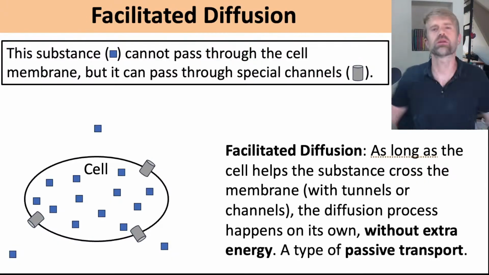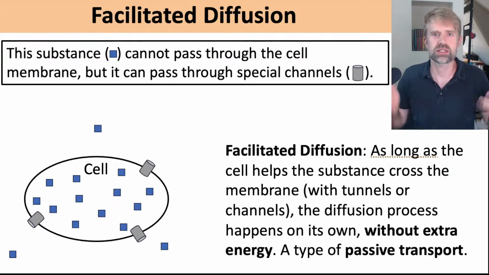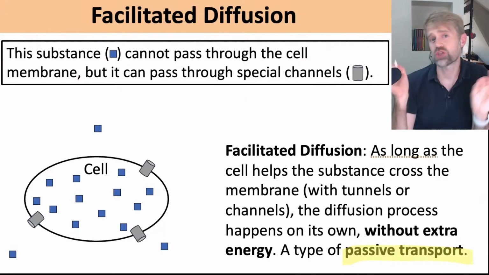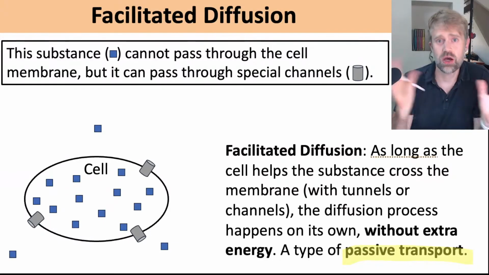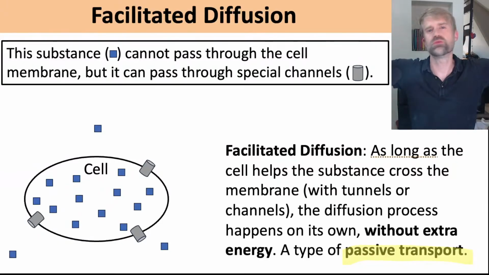So just like regular diffusion, it just can't pass through the membrane, but it can pass through the channels, it can pass through the tunnels. So this happens without any extra energy, just like other forms of diffusion. It's a type of passive transport. You have to have the channels, you have to have the tunnels so the stuff can get out. But as long as you have those, the stuff moves through the tunnels on its own.